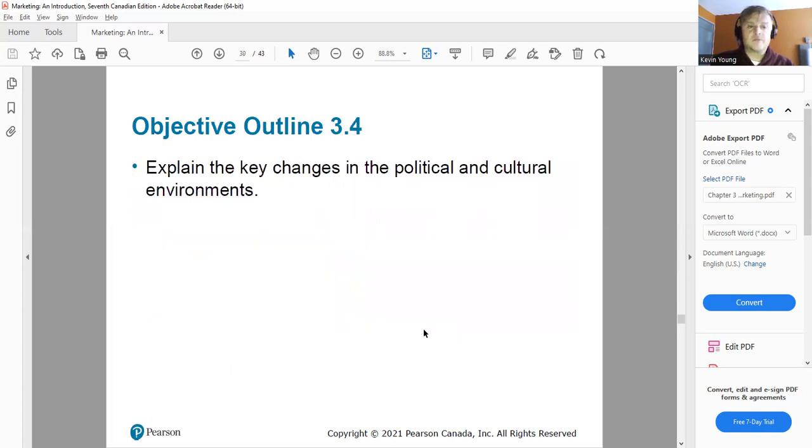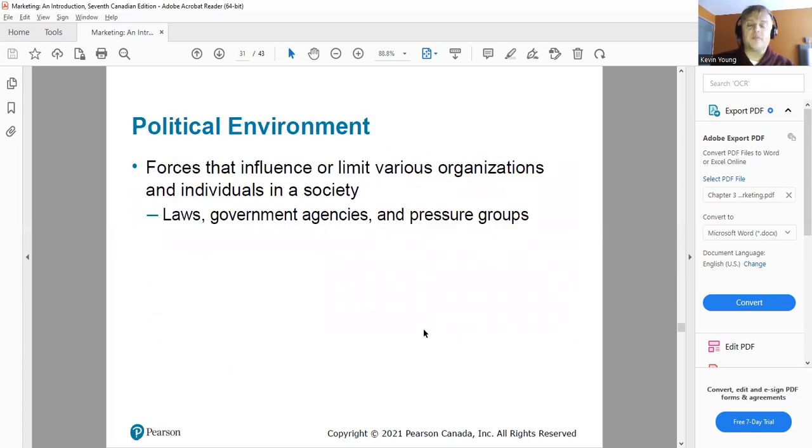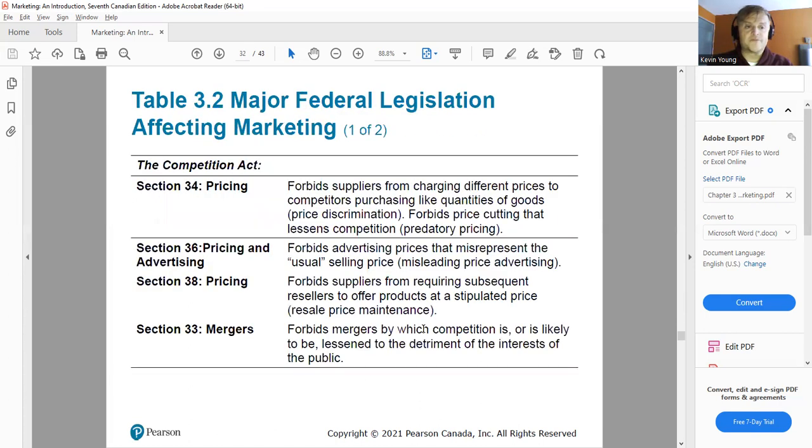Summary, objective. The political environment. These are forces that influence or limit various organizations and individuals in a society. These would include laws, government agencies, and pressure groups, otherwise known as lobbying groups.